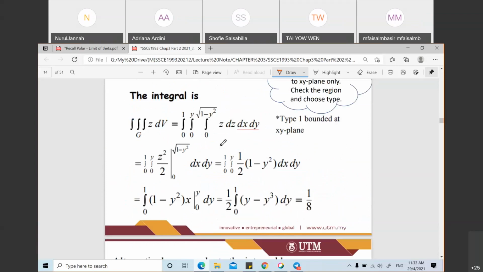So remember, for triple integral, do inside first. Okay, if you integrate this, you get z squared over 2. And then you put this. And then you integrate with respect to x, this will be constant. So just put x from 0 to y. Don't confuse, don't put here to here. And then after that, you integrate this with respect to y. Okay, any question for this?